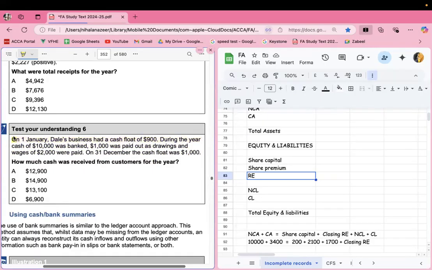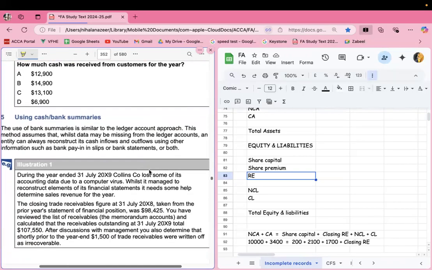Clear? Okay. So here on 1st January, you have the opening balance that is of 900. And during the year, a cash of 1000 was banked. That means there is no cash in the account, so you're going to credit it. 1000 was paid out as drawings. That is also going to go on the credit side. Clear? And wages of 2000 were paid. That is also going to the credit side. And at the end of the year, the balance carried forward is 1000. Clear? Same thing. Understood?